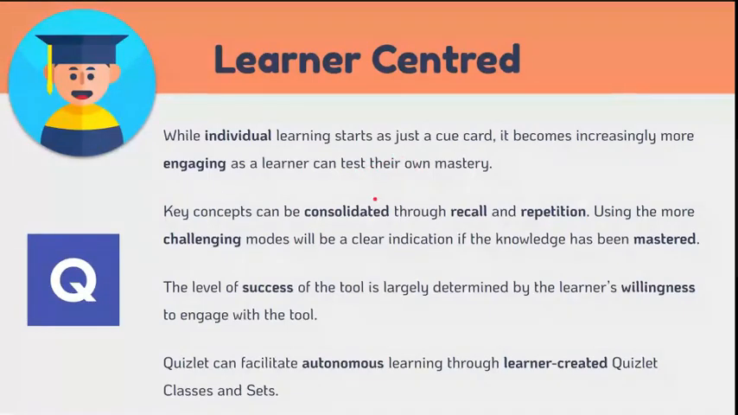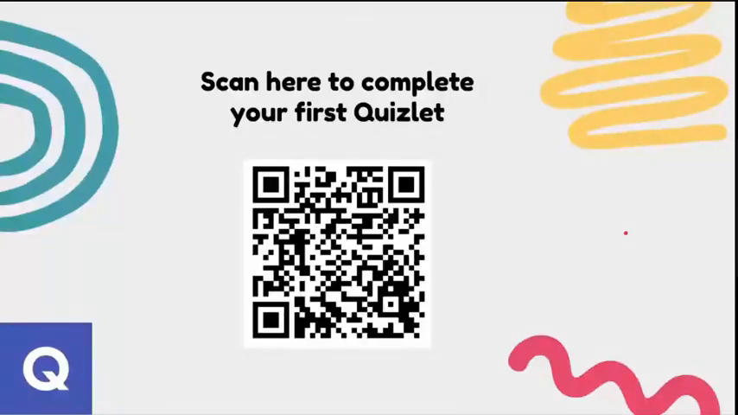But this can, of course, be a little bit more tricky. Now, here we get to our slightly more interactive part of things. I asked you to download Quizlet onto your phone and play around with it. You don't actually need to have Quizlet on your phone for this. What I want you to do, if possible, is get your QR scanner and scan this QR code. It will take you to completing your first Quizlet.